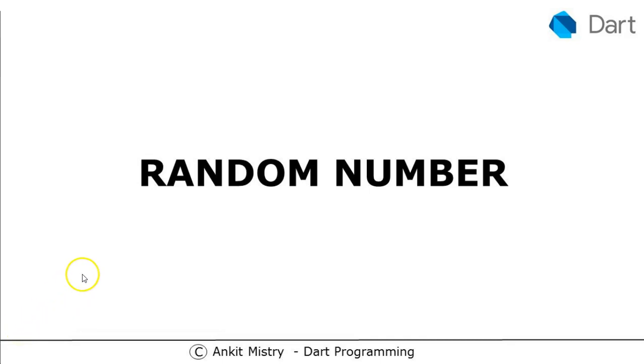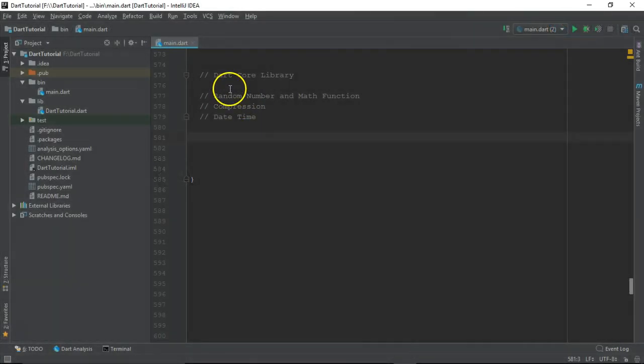Hi everyone, welcome back. So in this section we are going to learn about different core library classes available in the Dart programming language. Mainly we'll go through a couple of classes, like a math related module, how to generate a random number, some compression related classes, and how to deal with date time in this section.